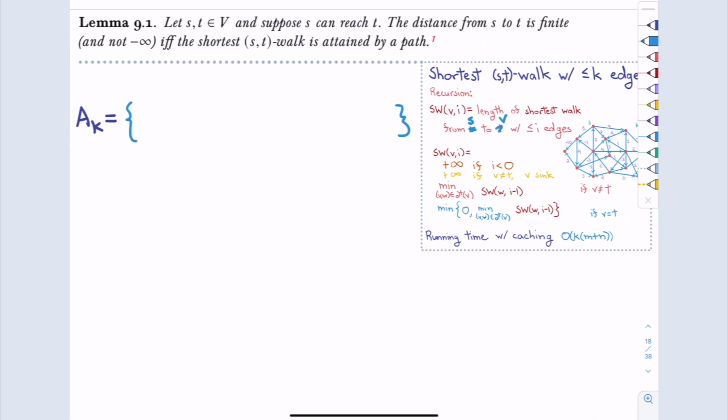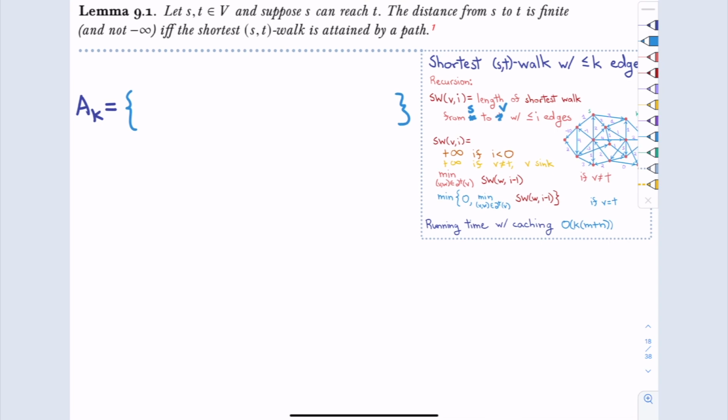Okay, so there are probably different ways to explain this, but here's the version I put in the notes. Here's the idea. Each iteration we compute the shortest walks for all these v's. We figure out the shortest walk to all these different vertices v using i edges, and I use that information to figure out the shortest walk with i plus 1 edges, right?